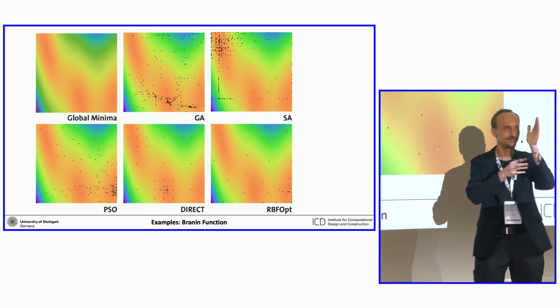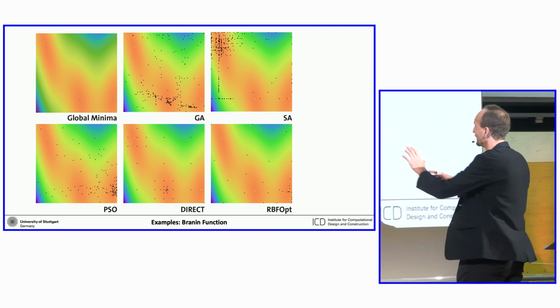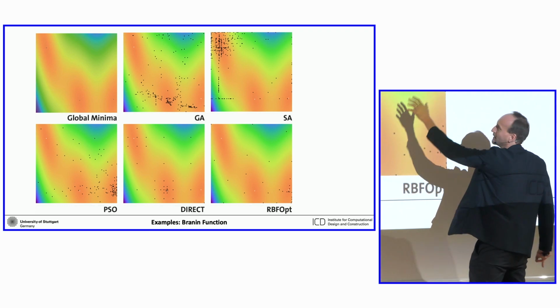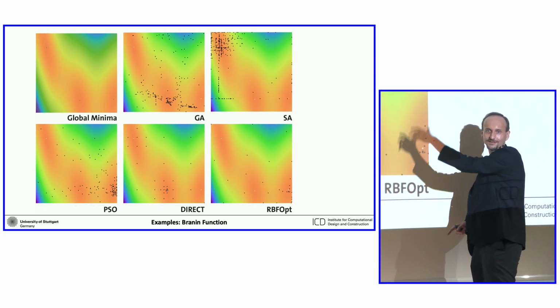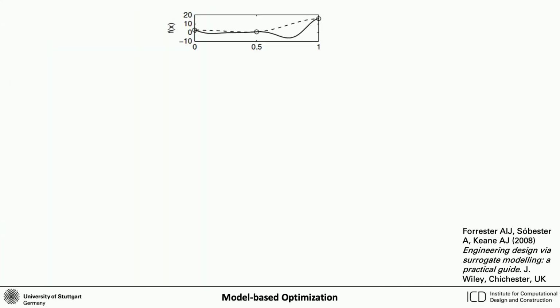DIRECT is a dividing rectangle, also very clear. For architects, you always divide, and you keep subdividing until you have the optimum. And then RBF is this vague thing where it sort of randomly explores the space, and then it interpolates, and by interpolating, it very quickly can find the best point. So just another illustration of this.